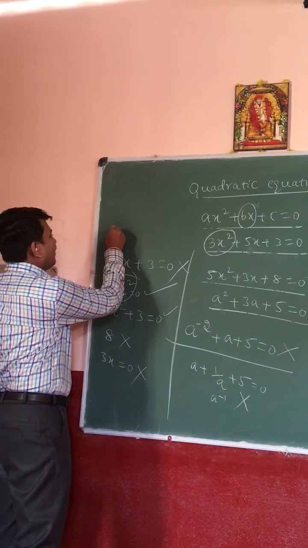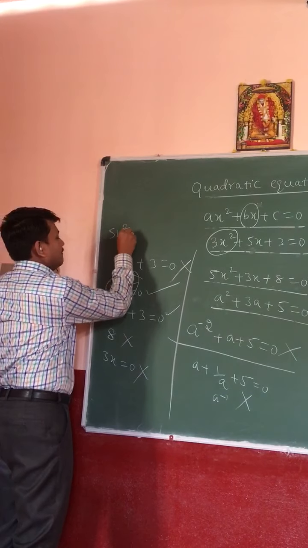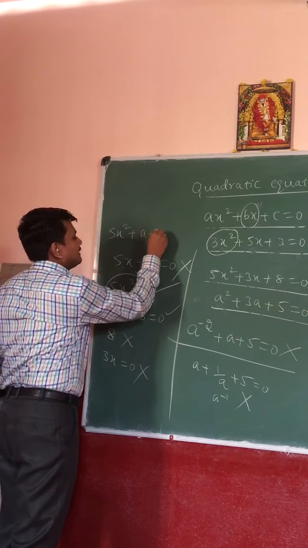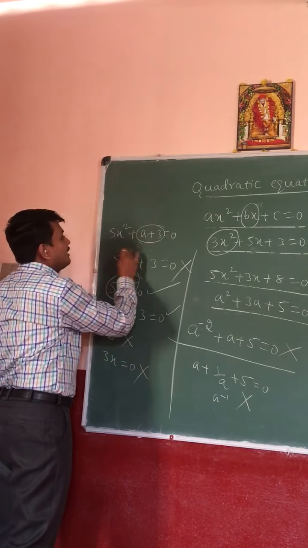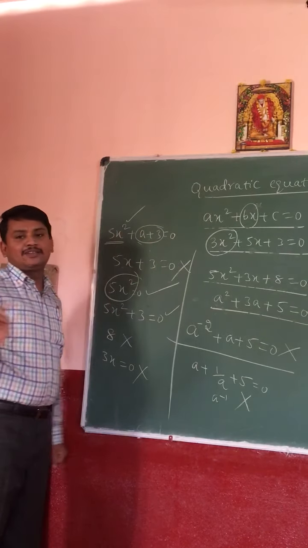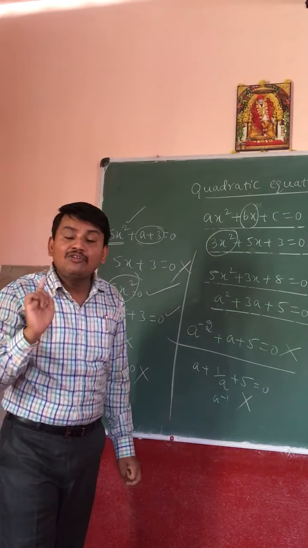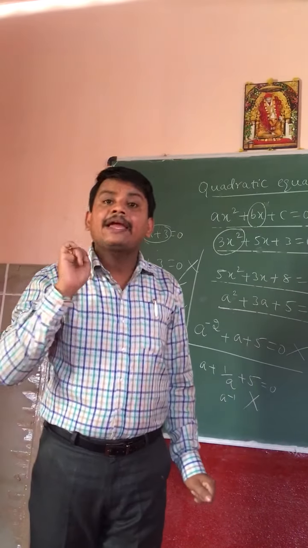And if they give two variables like 5x square plus a plus 3 is equal to 0, then we have to consider the other one as a constant. Then the square should be there. Okay, the square should be there. Then we will call it a quadratic equation.